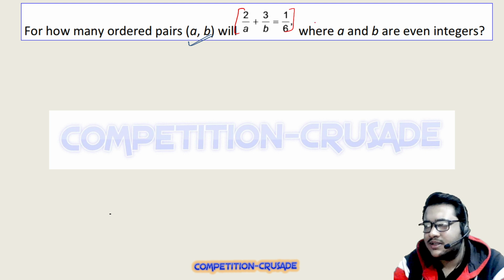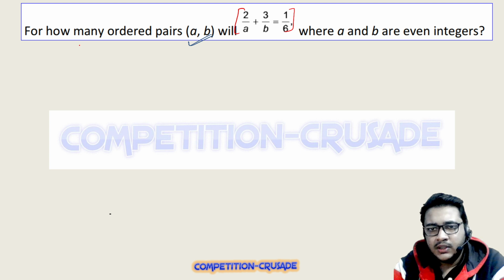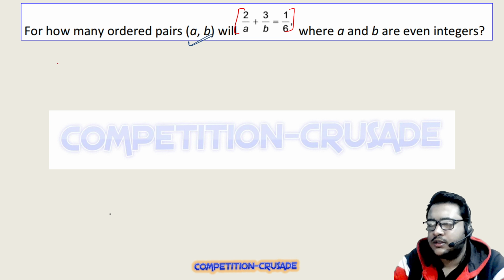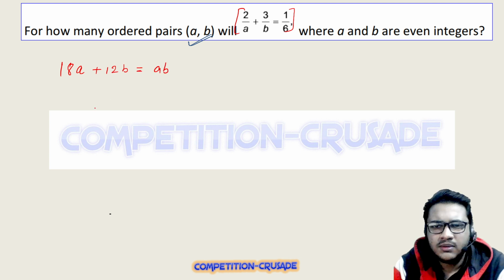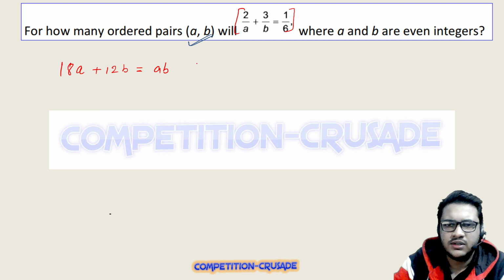You can just multiply 6 throughout, and you have to multiply AB throughout. Effectively, when you multiply 6 throughout, you will get 12 by A plus 18 by B is equal to 1. Now when you cross multiply, you will arrive at what I'm going to write. So this will be 18A plus 12B is equal to AB. This is what you should be arriving at, and you can do that mentally also. You don't really need to write this on paper.